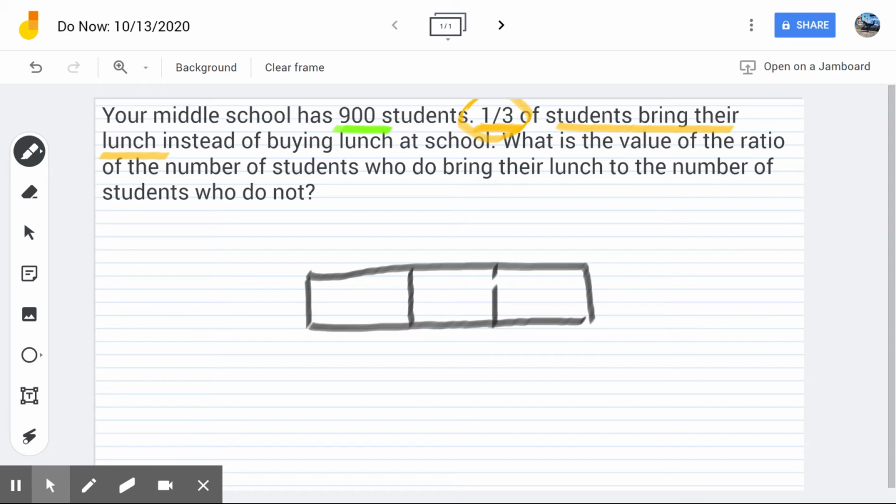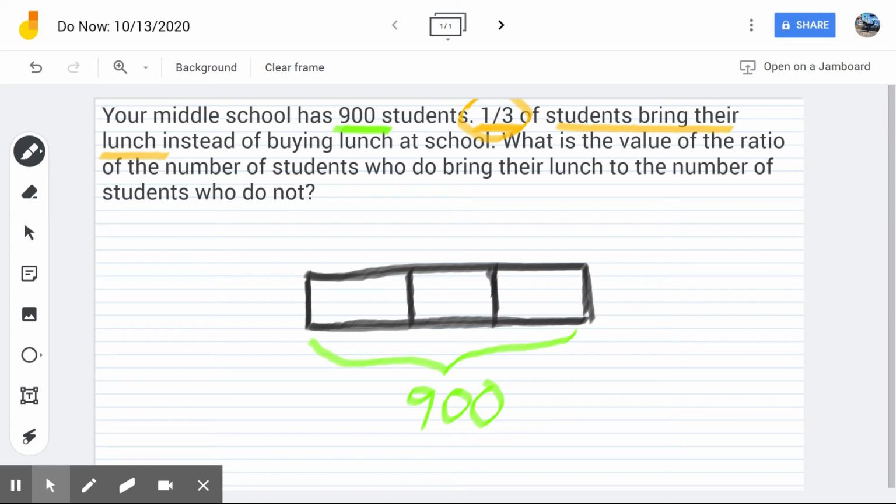bring their lunch. So I can make a tape diagram which represents the entire student body in terms of middle school. I know that 900 students are in middle school. I also know that I need to look at one third of them, so I can take one rectangular shape here and cut it into thirds.